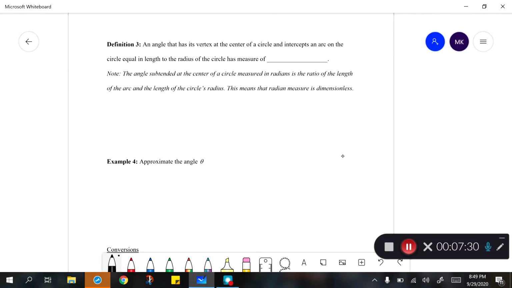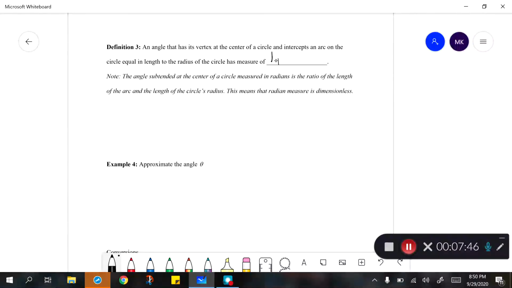I'm going to read it first, and then we'll parse through it. So an angle that has its vertex at the center of a circle and intercepts an arc on the circle equal in length to the radius of the circle has a measure of 1 radian.